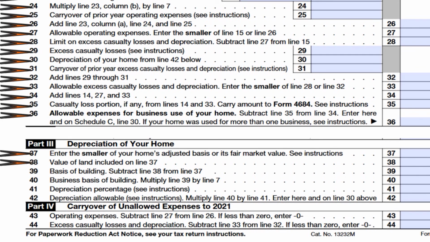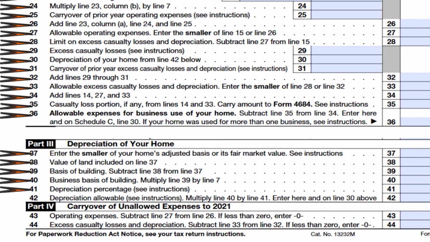On line 39, you want to subtract line 38 from line 37. This is the basis of the building. Line 38 was the value of land included on line 37. Now line 40 is the business basis of the building. So here you have to multiply lines 39 and 7.